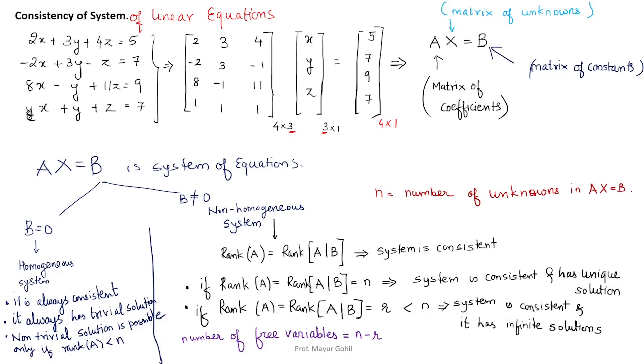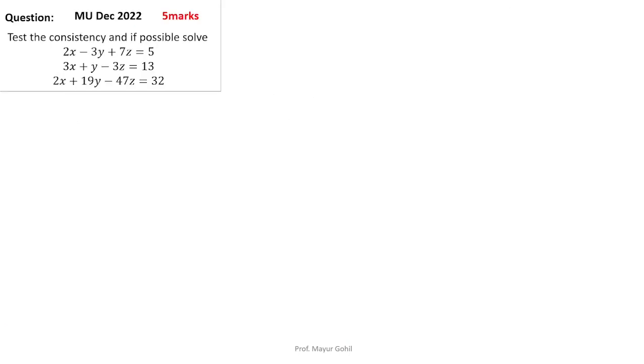Okay, so there is nothing much about the whole process in this, and let us see an example of how to solve one of the questions which was available in the MU examination for 5 marks, and it was a compulsory question. So let us see. Here the question is, test the consistency and if possible solve. So let us write down the given system of equations. In your examination it is always good to write the given system.